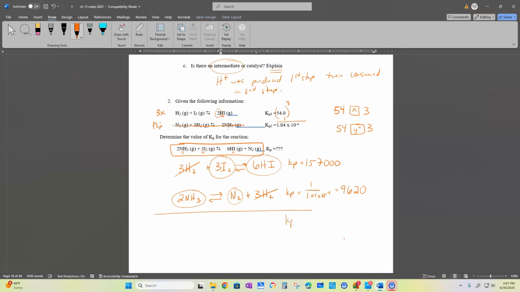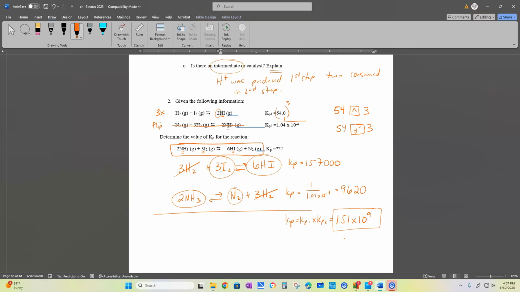So for my Kp overall, I'm going to say Kp1 times Kp2. So that 157,000 times 9620, big number, 3 sig figs, 1.51 times 10. Let's go scientific on this. Looks like to the 9th. All right, I had to count all that. All right, there you go.